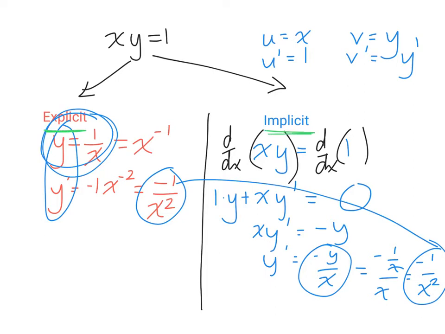Now I know what you're thinking. Why would I do it this method when explicitly is so much easier? Well, not all functions can be written explicitly. If you can solve a problem explicitly, that would be the first method. But let's look at an example where you can't do that.